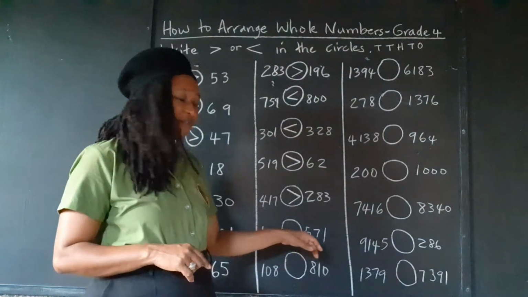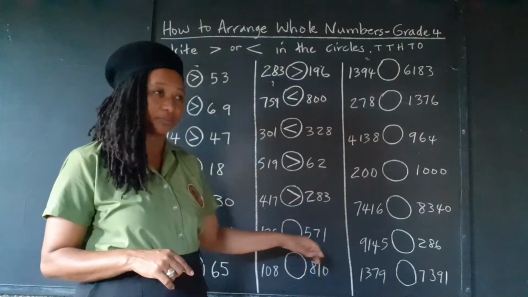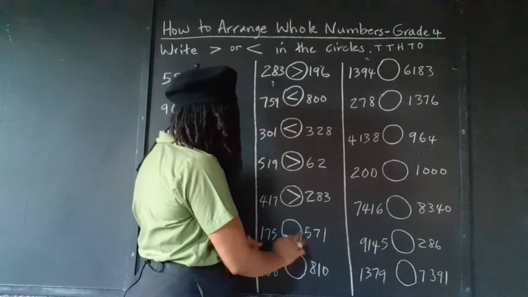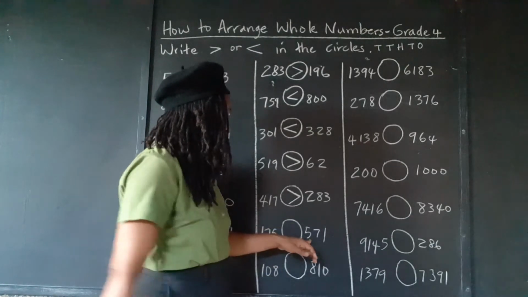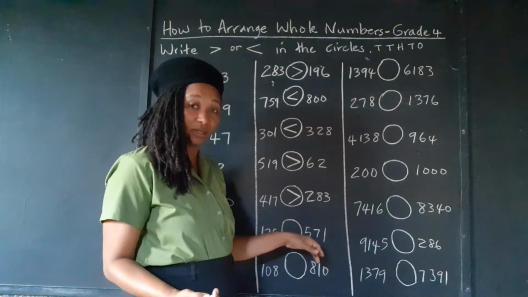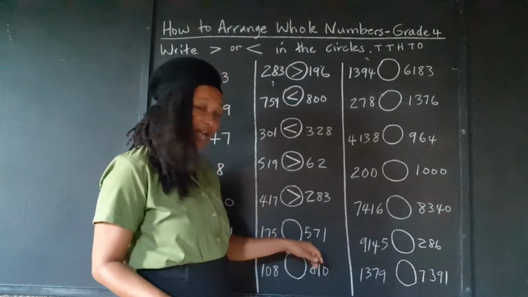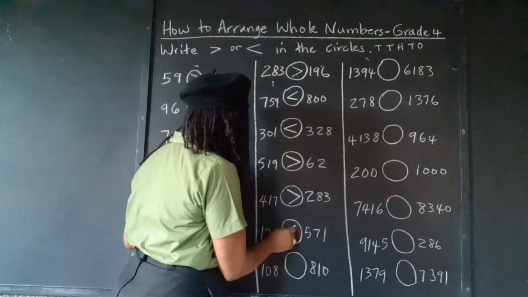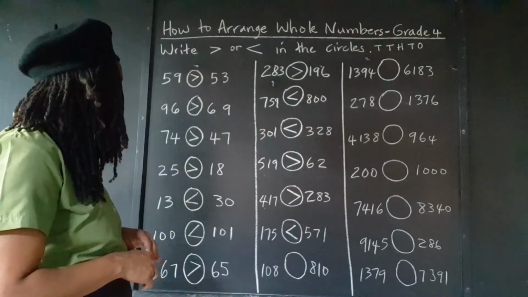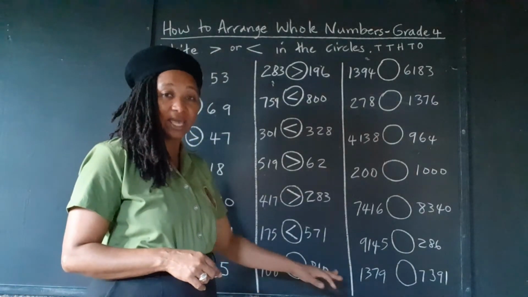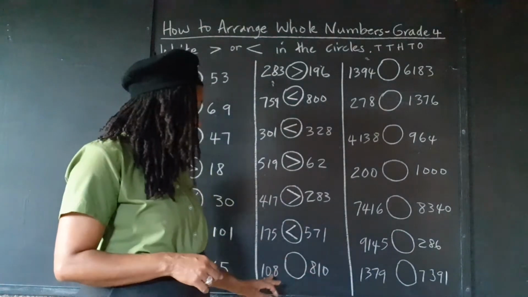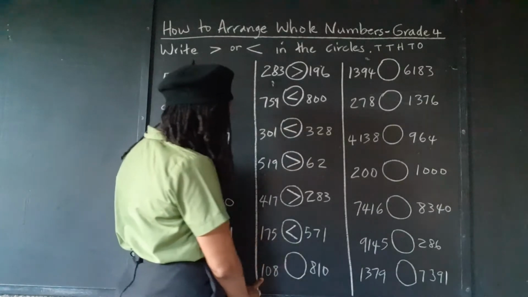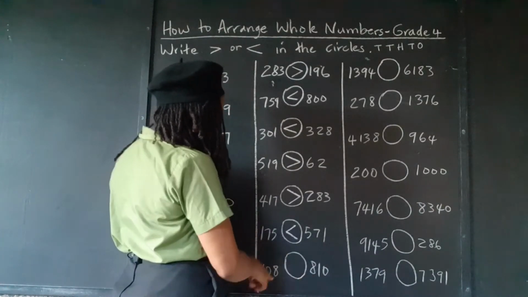175, 571. They both have 3 digits. We're going to compare the hundreds place. This has 100 and something. This has 500 and something. So the 100 is less than the 500. 108, 810. So looking in the hundreds place, this has 100, this has 800. So we know this is a lesser number.